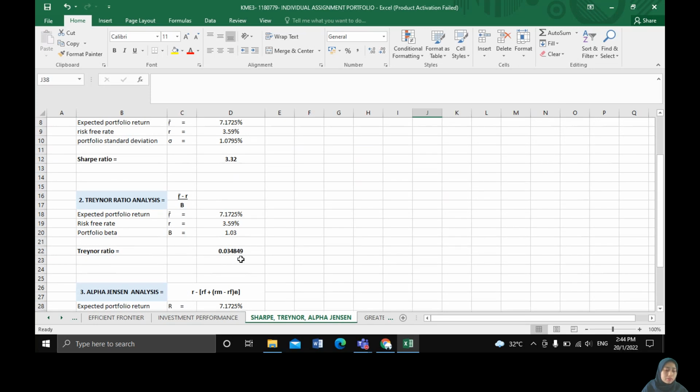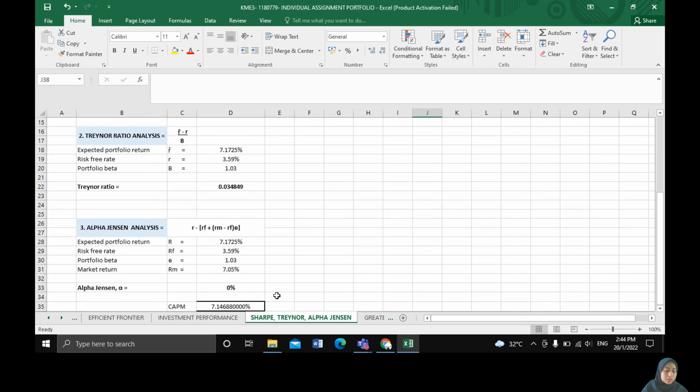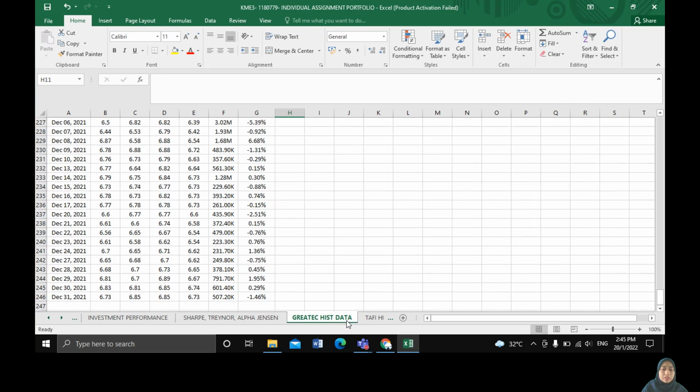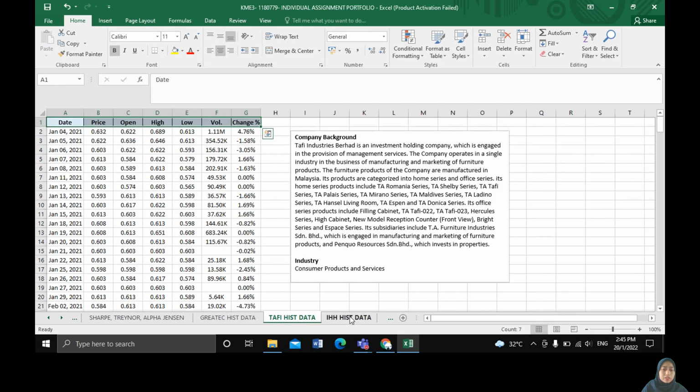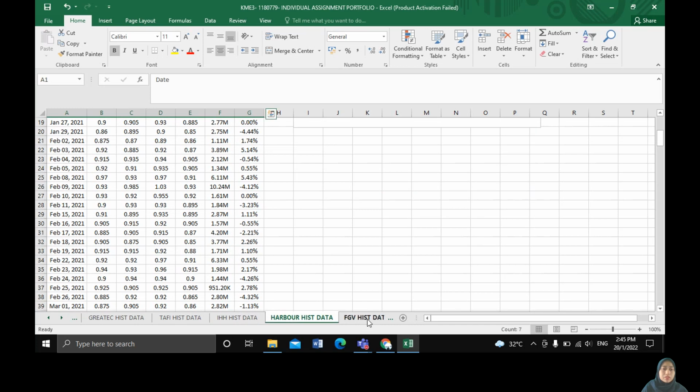Second is the Treynor ratio analysis. A higher Treynor means a portfolio is a more suitable investment, but Treynor values are based on past performance that may not be repeated in the future. Lastly is the Jensen's Alpha analysis, which shows neutral performance, which is 0%, which means it does not outperform or underperform. So this is all the companies' historical data: Agritech historical data, Tafi historical data, IHH historical data, Harbolink historical data, FGV historical data, and that's all from me.